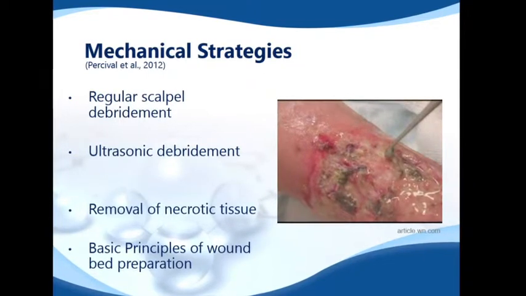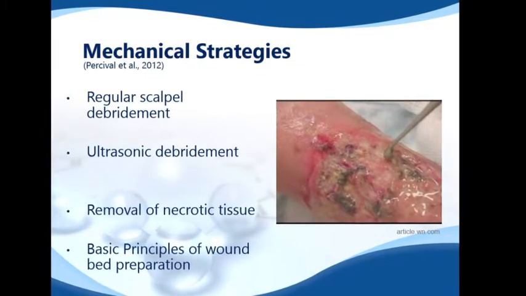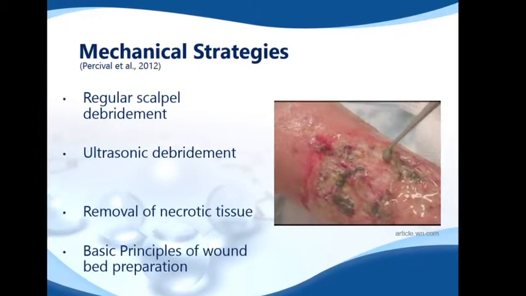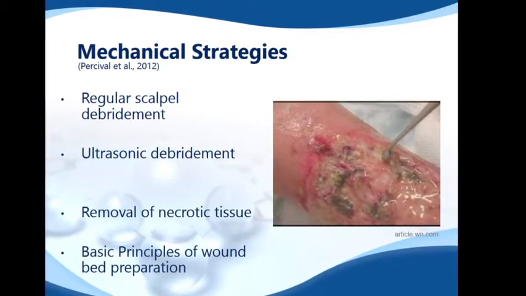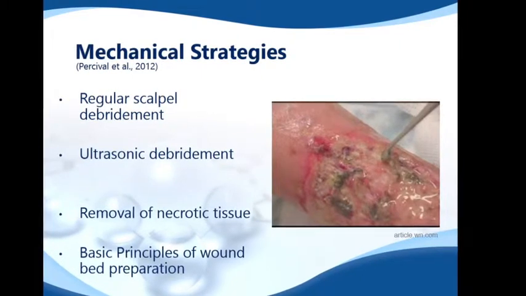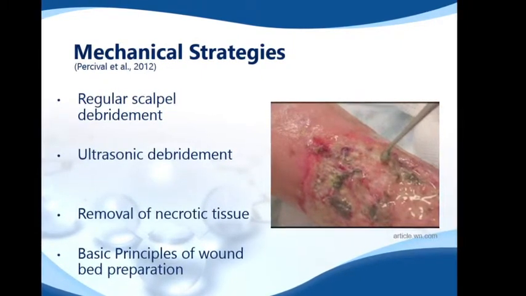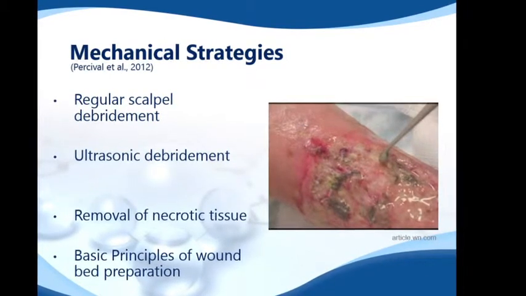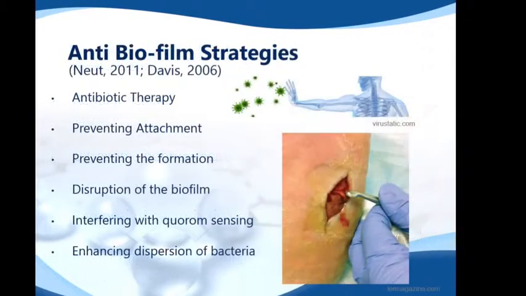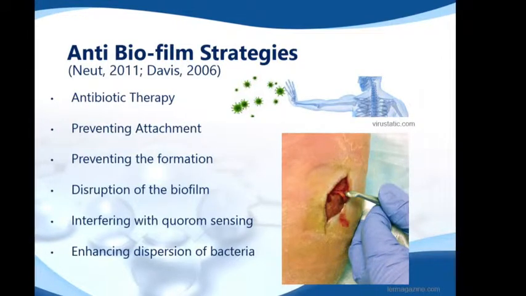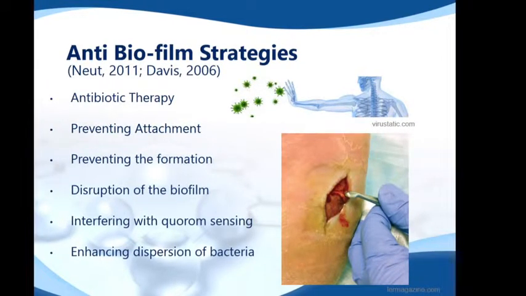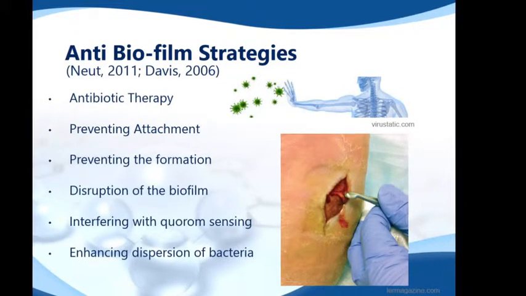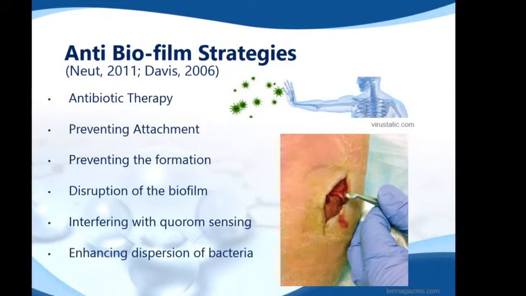In an article by Davis, there are 5 ways to prevent, reduce, or treat biofilms. They are preventing the bacterial attachment of the biofilm, preventing the formation of a biofilm, disruption of the biofilm to allow penetration of antimicrobial agents, interfering with the quorum sensing, and enhancing dispersion of bacteria from the biofilm for it to be destroyed. There are an array of medicaments, all aimed at achieving one or more of these strategies. For example, lactoferrin impairs the attachment of the biofilm to the wound bed.